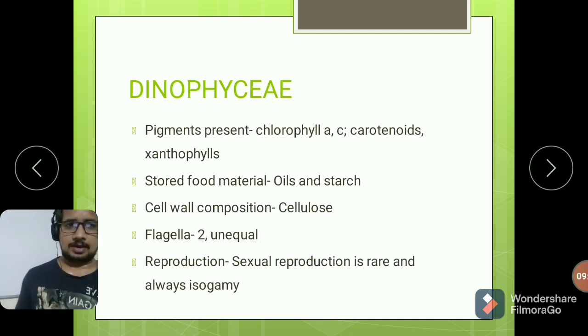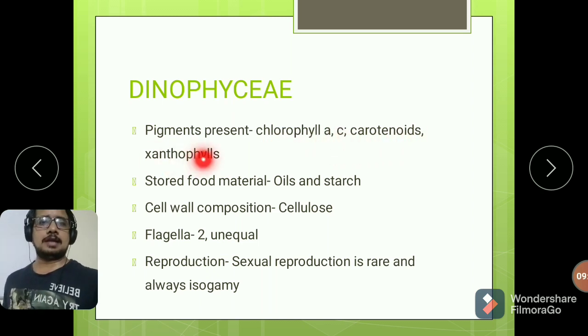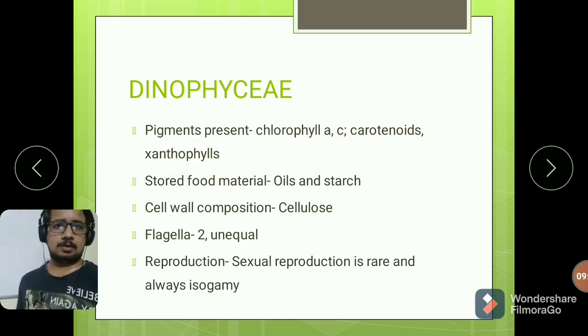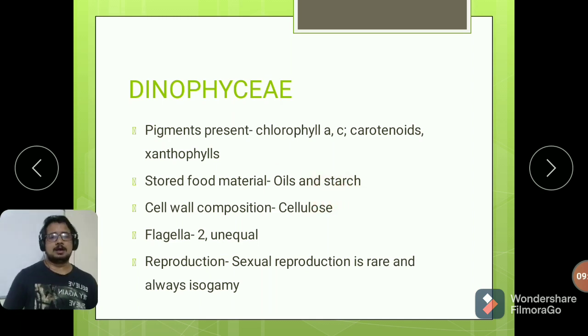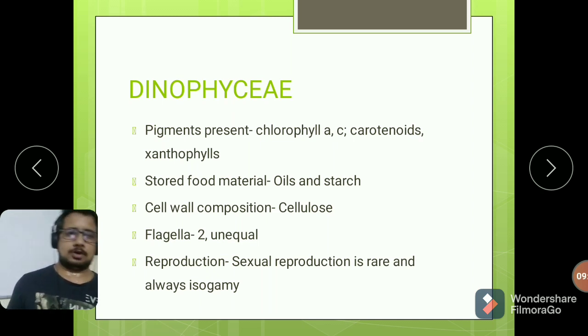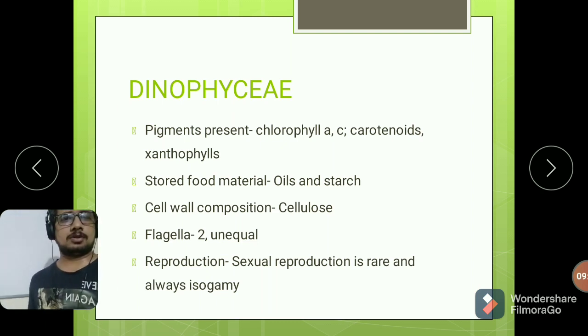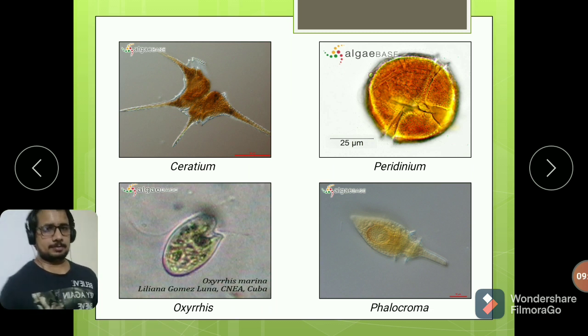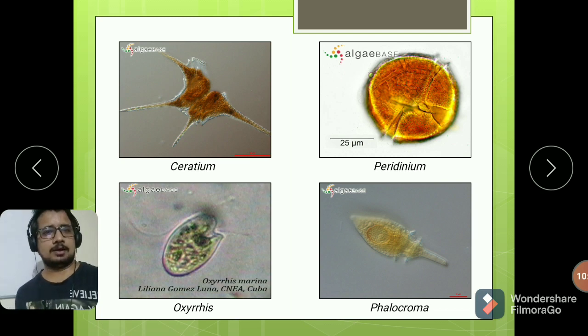Now the next class is Dinophyceae. The pigments present in them are chlorophyll A, C, carotenoids, and xanthophyll, while the stored food material is in the form of starch and oil. The cell wall is composed of cellulose. The flagella are two in number, unequal in size, that is both tinsel and whiplash type of flagella are found in Dinophyceae. Accordingly, sexual reproduction is very much absent in them. If it is present, it is mostly isogamous. Many examples are there. A few of them are Ceratium, Peridinium, Oxyrrhis, and Phyllochroma.